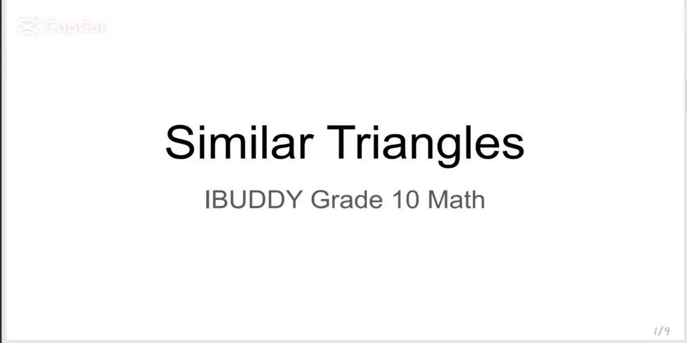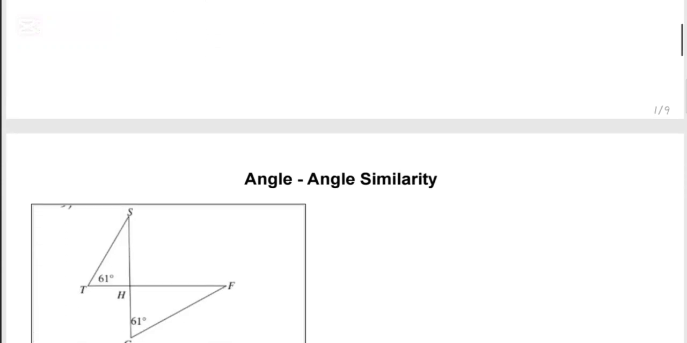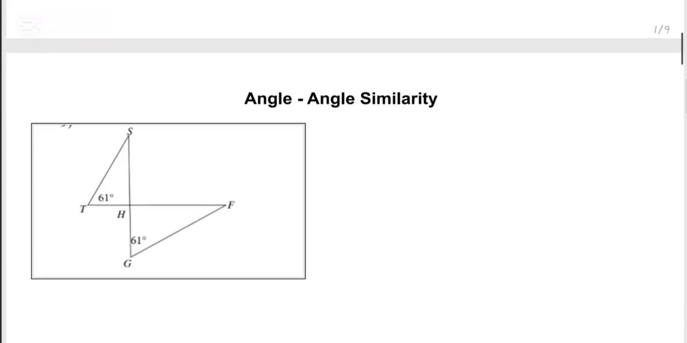Hello guys, welcome back. Today we're going to be talking about similar triangles. Okay, so how do we identify if two triangles are actually similar? Well, our first way that we can identify it is through angle-angle similarity.